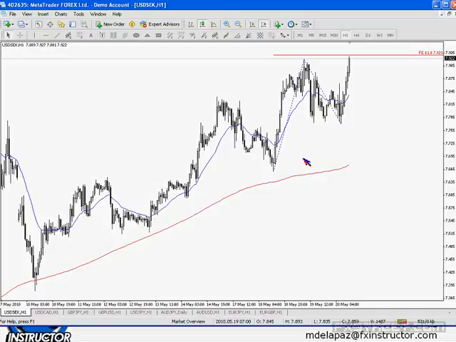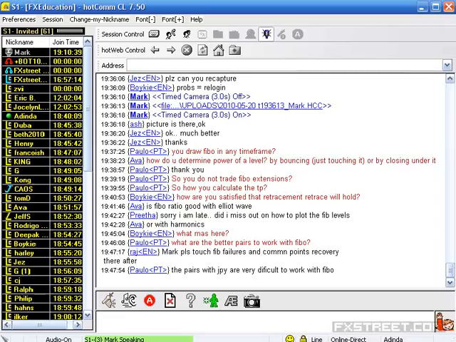Raj, Fib failures. Okay, and Boyke, I don't know what you mean by math here. What math? I don't quite understand that.